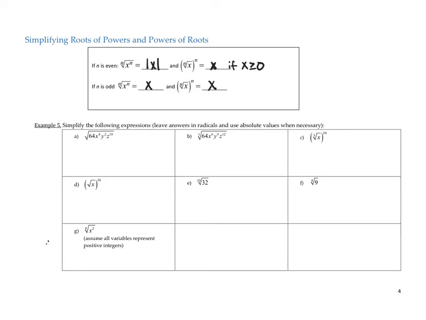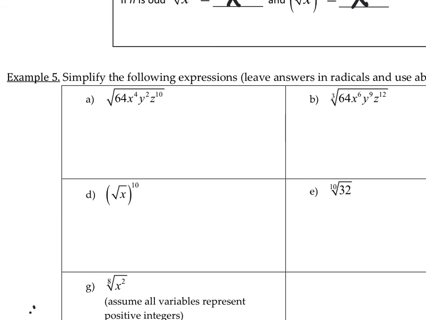So the one we really need to pay attention to is this case where we are taking even roots of variables. So we're going to simplify the following expressions, leave answers in radicals, and use absolute values when necessary. So let's see what that looks like. Our first example is the square root of 64x to the 4th, y squared, z to the 10th. So we are taking an even root of variables.